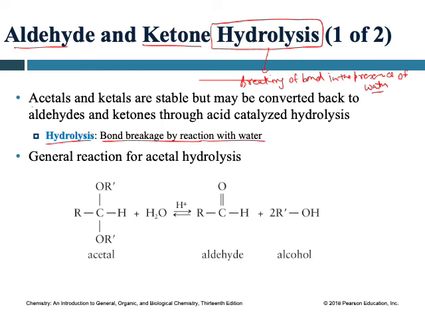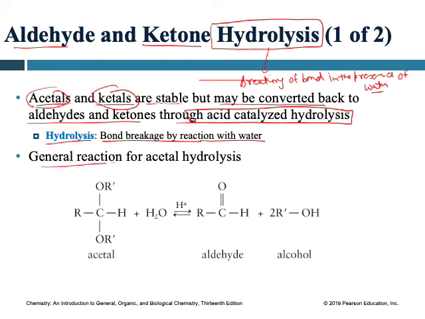So acetals and ketals are stable but may be converted back to an aldehyde and ketone through acid catalyzed hydrolysis. So whenever you do acid catalyzed hydrolysis, the acetal as well as ketal is going to convert into the respective aldehyde and ketone and alcohol, right?